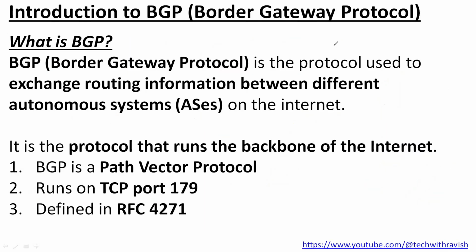Now let's talk about the BGP protocol. As I told you, the BGP protocol exchanges routing information between different autonomous system numbers over the internet. It is a path vector protocol using TCP port number 179. It is defined by RFC 4271.